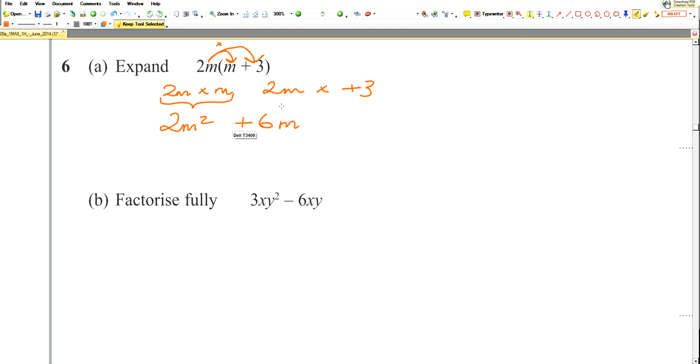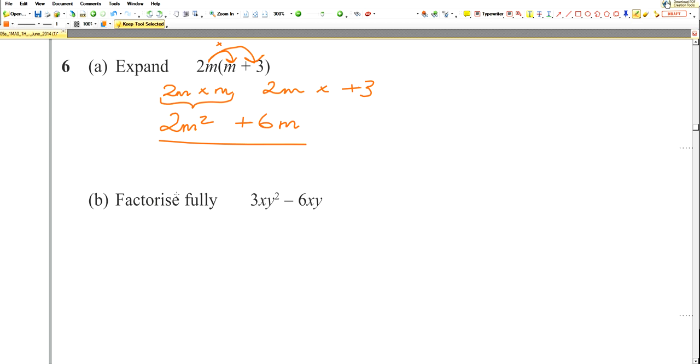If you don't put the sign in there, you might just put 2m squared and a gap and 6m, and that would be wrong. You must put the plus in there. So that's how we get our correct answer. That one's done. Are we happy with that? Yeah? Okay. The next question says factorize fully.